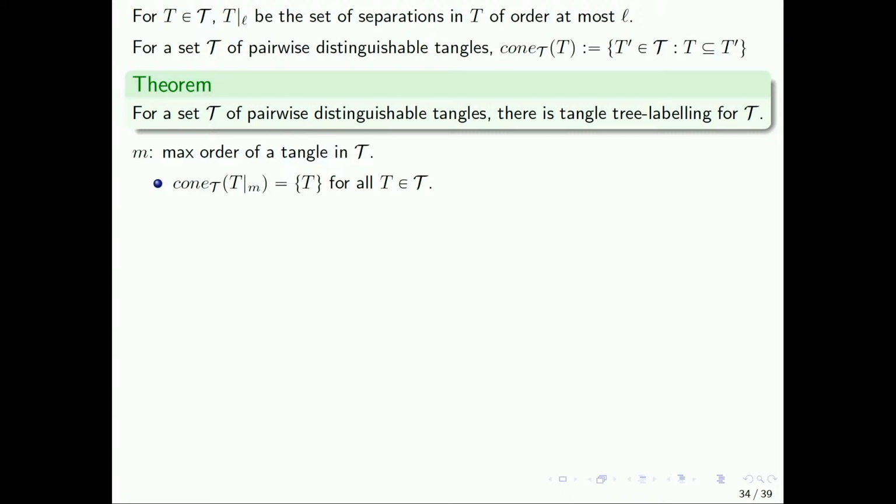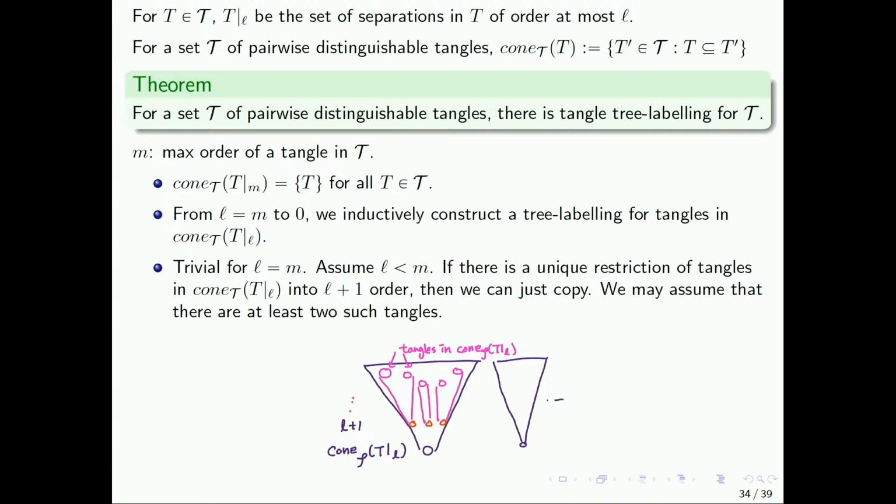So let's assume that M is the maximum order of a tangle in T. And you can easily see that if you take T restriction to M, and then you take the cone, it only contains a single tangle, because any pair of tangles in T is distinguishable. So what you do is that you inductively, from M to 0, construct the tree labeling for tangles in the cone T restricted to L.